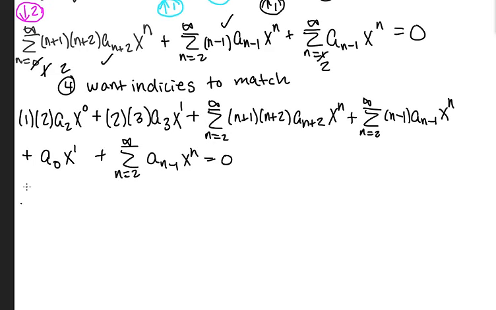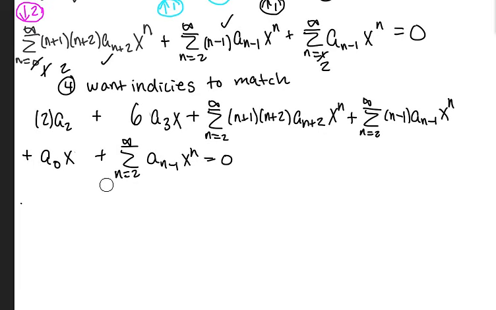So this is just going to be 2 a sub 2. Because 1 times 2 is just 2. A sub 2 x to the 0 is just 1. So 2 times 3 is 6. And then x to the first is just x. I'm going to erase that.